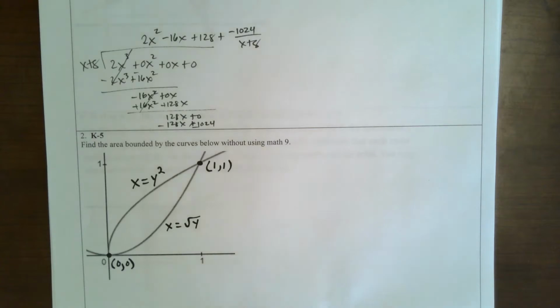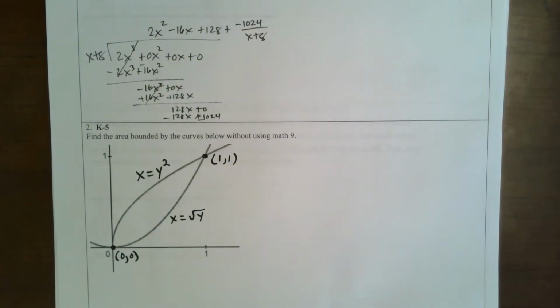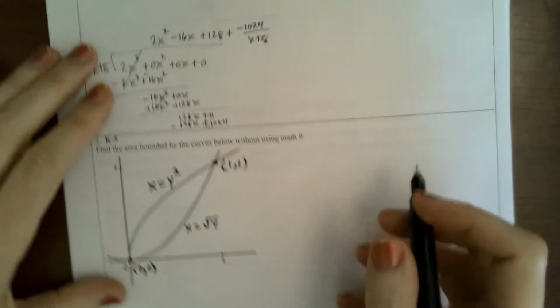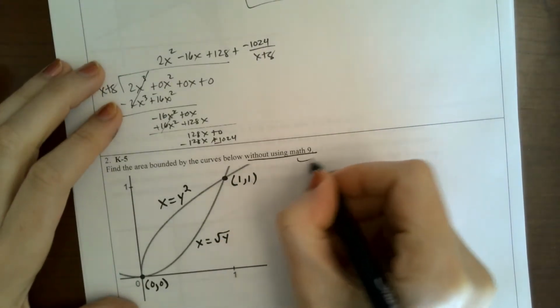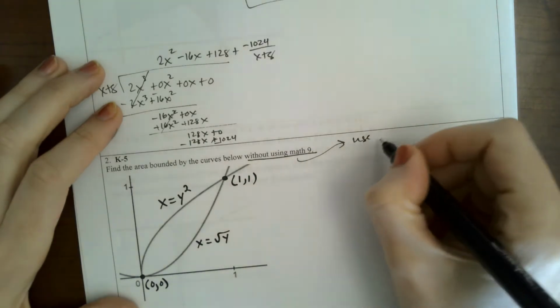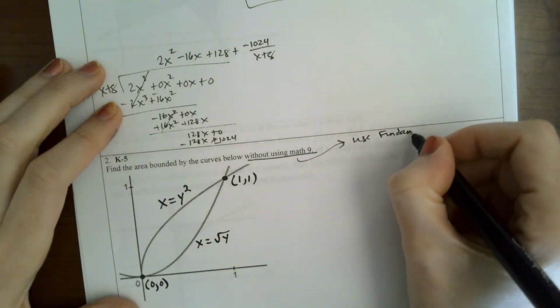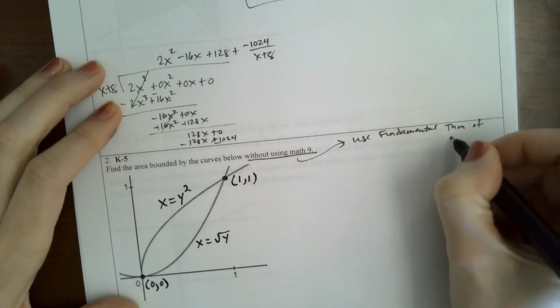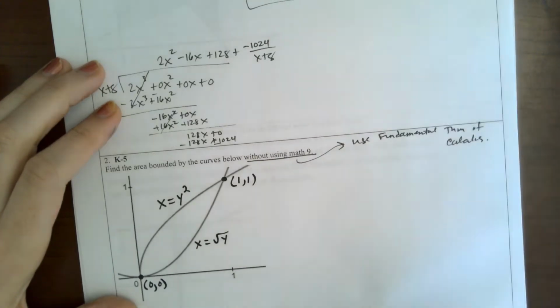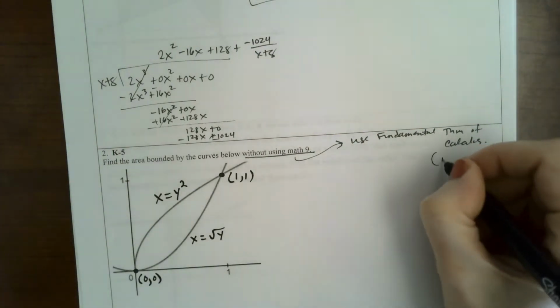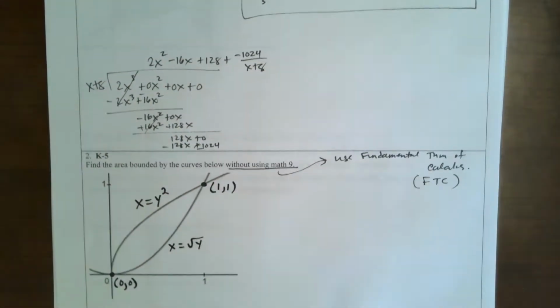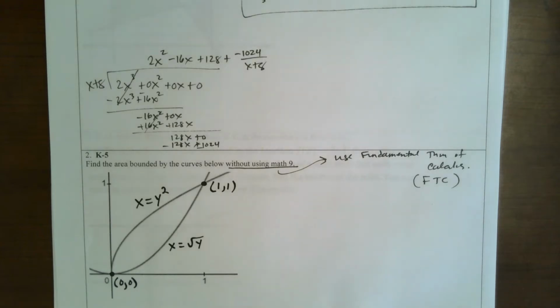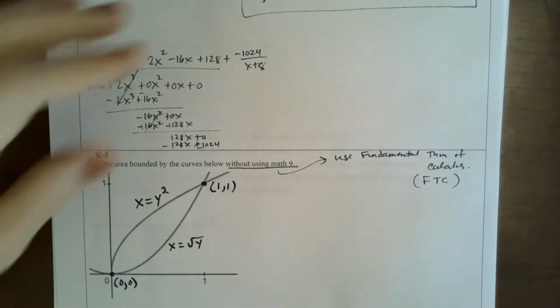Okay, now down here, find the area bounded by the curves below without using Math 9. Okay, so we're going to need to use the fundamental theorem. So without using Math 9 means use fundamental theorem of calculus. Okay, that's also called the FTC. That's when you bring down the brackets, put the antiderivative inside, etc.